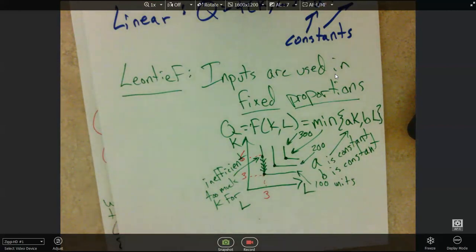Right. Yeah, because whichever one it is, one of them is going to bottleneck you. It's going to hold you back.